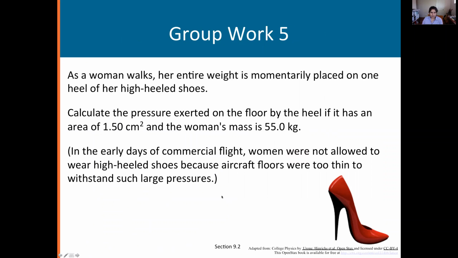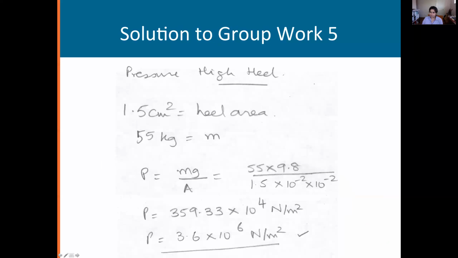Let's read this in parentheses. In the early days of commercial flight, women were not allowed to wear high-heel shoes because aircraft floors were too thin to withstand such large pressures. That's interesting. So aren't you glad that we have modern technologies that you can wear high-heel shoes? Okay.